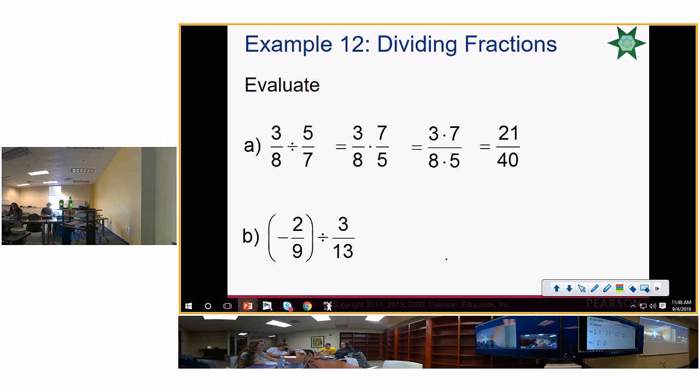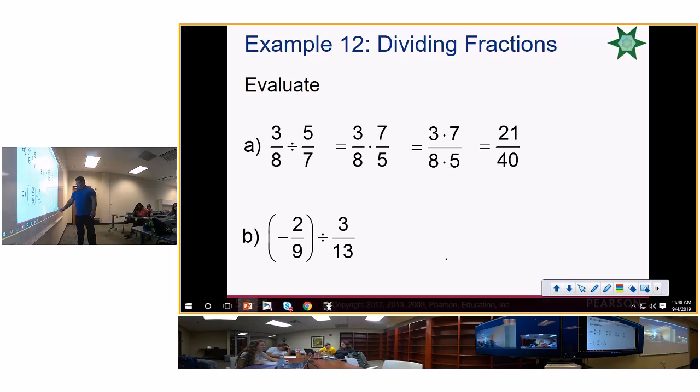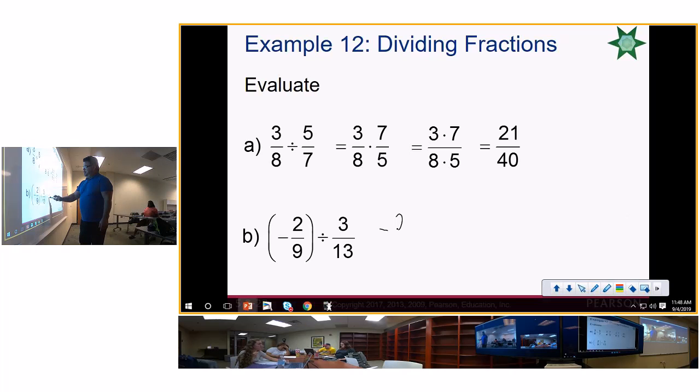So, I'm not going to divide by 3/13. What am I going to do? I'm going to multiply by the flip-flop. So, negative 2 over 9.